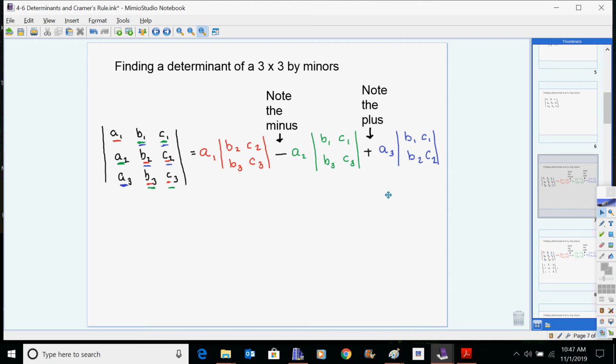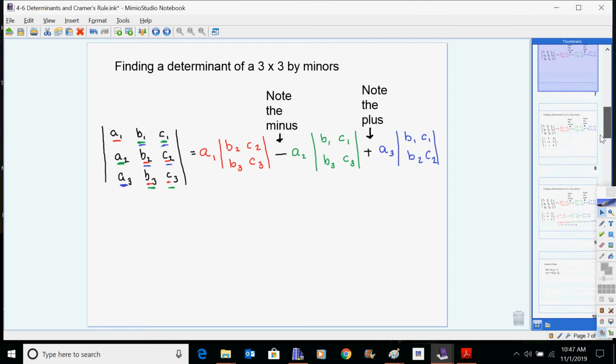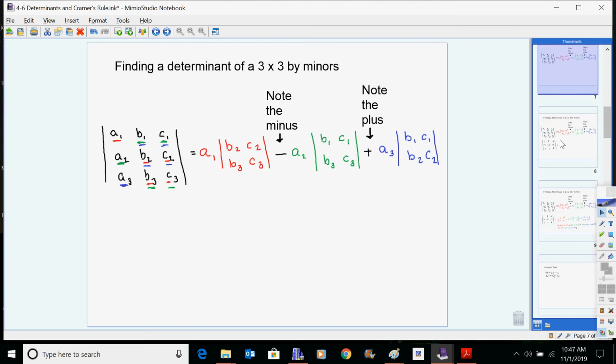So a whole different process for finding a determinant by what we call minors. So everybody's got to have this formula down before we can do anything else. And then we're going to go through actually solving one. So you go ahead and write that down.